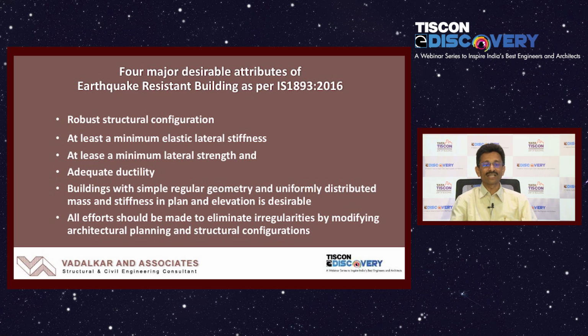And a building with simple regular geometry and uniformly distributed mass and stiffness in plan or elevation is definitely desirable. So all our efforts should be made to eliminate irregularities by modifying maybe the architectural planning sometimes and the structural configuration. So I appeal again to our engineer and architect friends that right from the beginning of the project, we have to coordinate with each other during the planning stage itself. Otherwise, if the architect is finalizing the plan and then giving it to the structural engineer, there is very little scope for the structural engineer to make any modifications or do better structures. So if the engineer is involved right from the planning stage, then we can of course generate better structures.